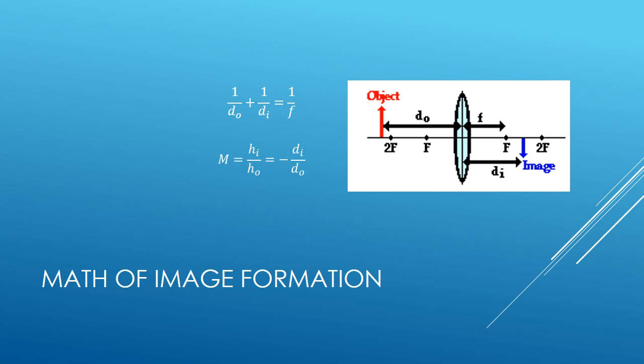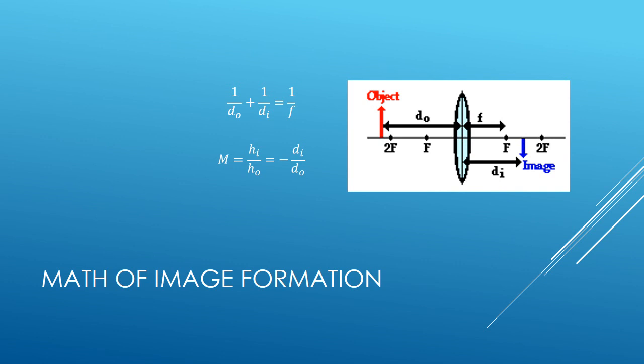The first equation is used to help us predict where the image will actually be located. As you notice on the diagram, the DO is the distance from the lens to the object. The DI is the distance from the lens to the image on the opposite side of the lens. And F is the absolute value of the distance from the lens to the focal point.